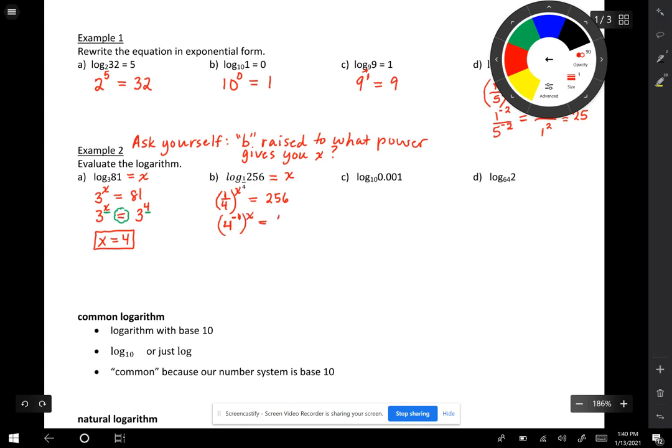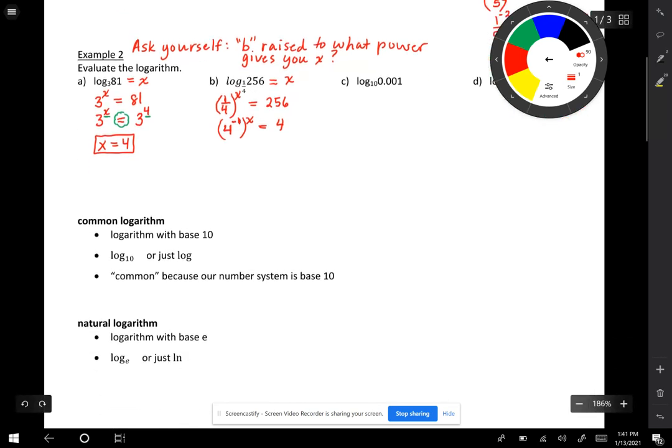And here you're going to have to use the base of 4. 4 to what power gives you 256? Use a calculator for trial and error if you don't have these memorized. It's 4 times 4 times 4 times 4 gives you 256. Now that the bases are equal to each other, you can set that exponent equal to that. So negative 1x equals 4. Divide by negative 1, x equals negative 4.